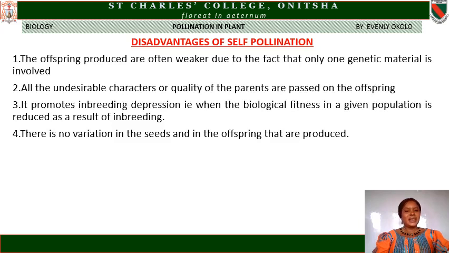Number 3, it promotes inbreeding depression. That is, when the biological fitness in a given population is reduced as a result of inbreeding. What then is inbreeding? Inbreeding means the production of offspring from mating of organisms that are closely related genetically. Then number 4, there is no variation in the seeds and in the offspring that are produced.